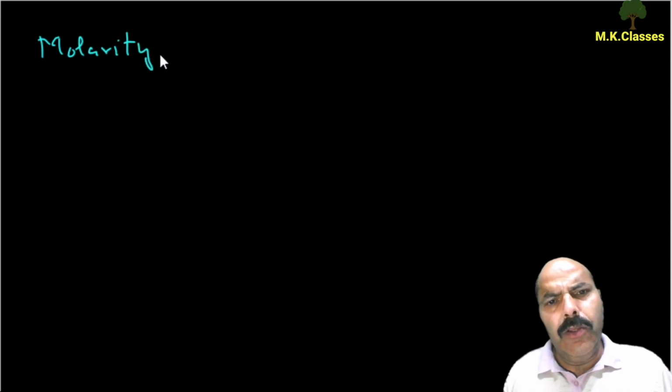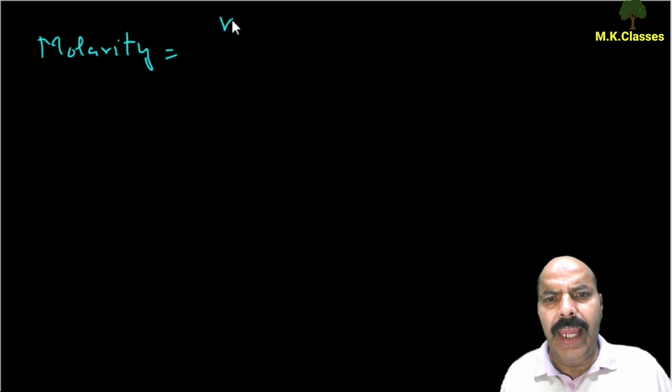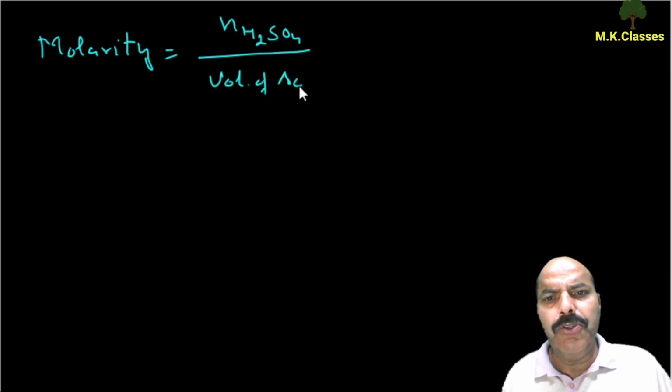Is that clear? So for molarity, what do we need, beta? The number of moles of sulfuric acid. Let me write n for it. Now n of what? Number of moles of sulfuric acid divided by the volume of the solution, beta, into 1000. Is that clear?